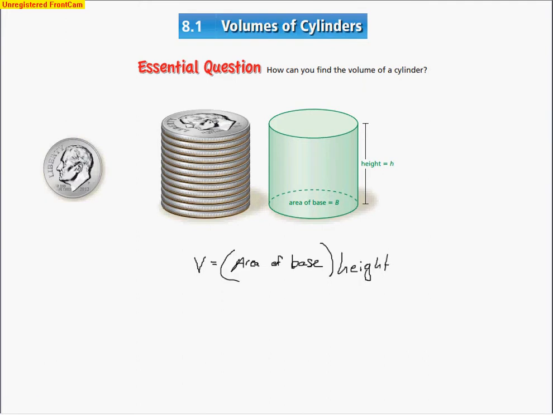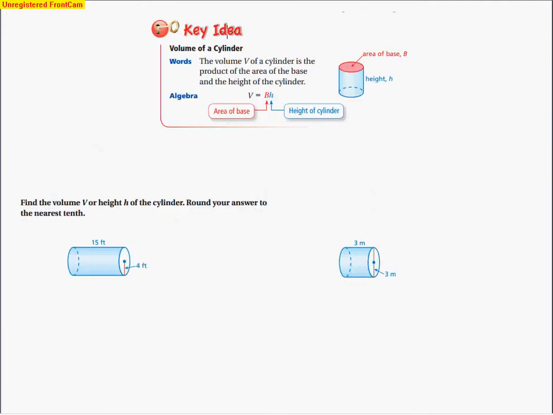So here is our key idea, or volume of the cylinder in words: the volume of the cylinder is the product of the area of the base and the height of the cylinder. And so our formula would be this: area of base, B times H. Well, we've got a formula for the area of a circle, and that would be pi r squared times height. And that will end up giving us our volume. And so the area of that circle is going to end up being pi r squared. So let's go ahead and use that.